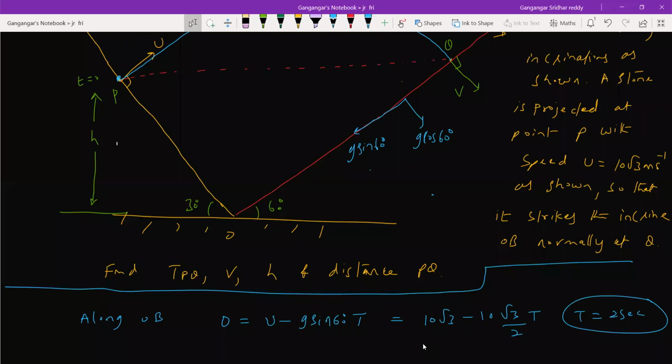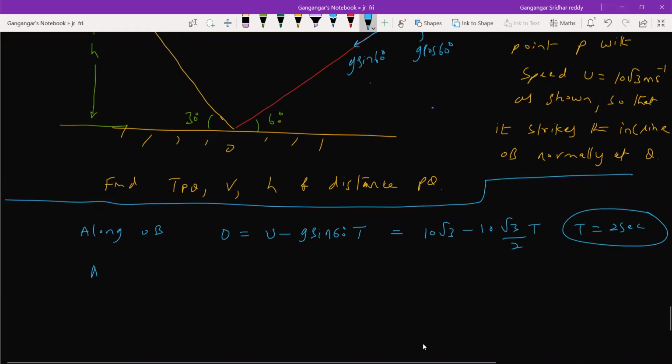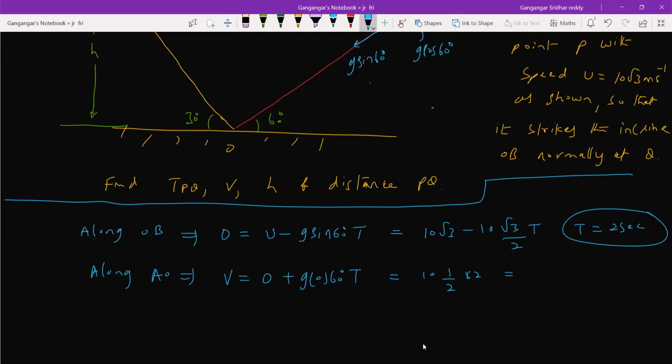So applying along AO now. Along AO, initial velocity is 0. Final velocity V will be g cos 60 degree into t. This will be g, this will be 10, cos 60 degree is 1 by 2. Time of flight is what? 2. So this will be 10 meter per second.